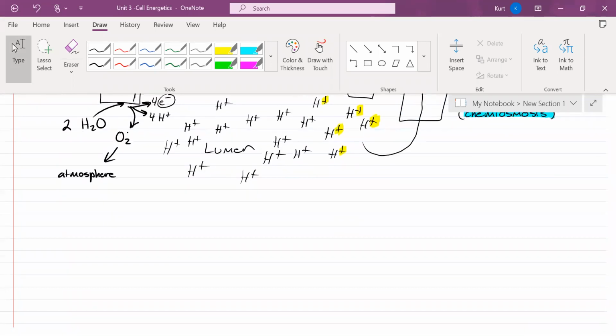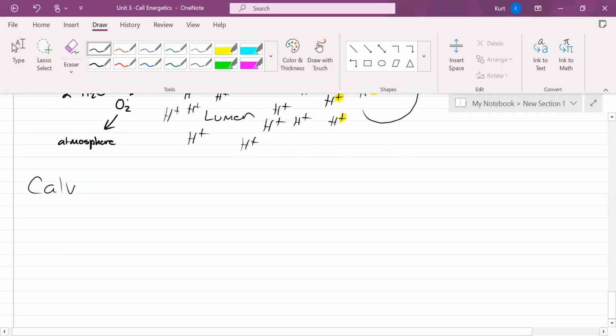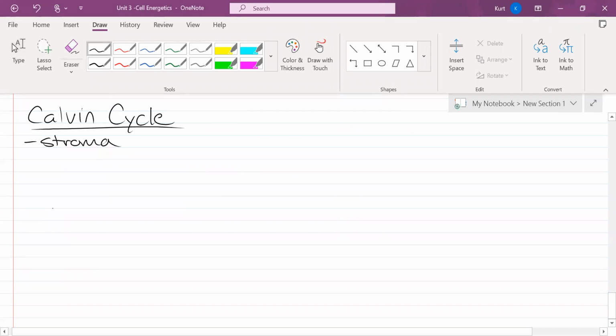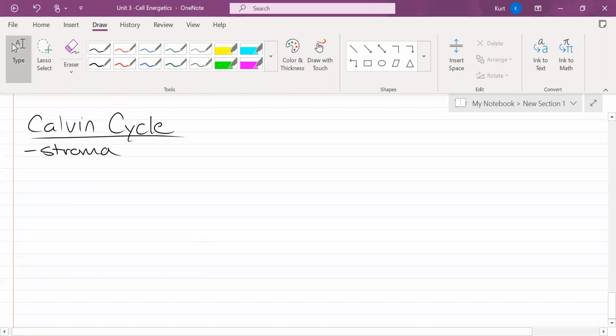But now let's get into the Calvin cycle. The Calvin cycle takes place in the stroma, and it follows the light reactions. So all that ATP and NADPH that was produced in the light reactions is used in the Calvin cycle.